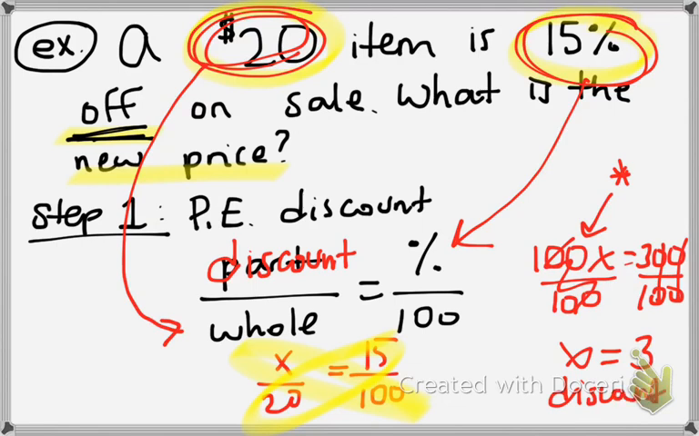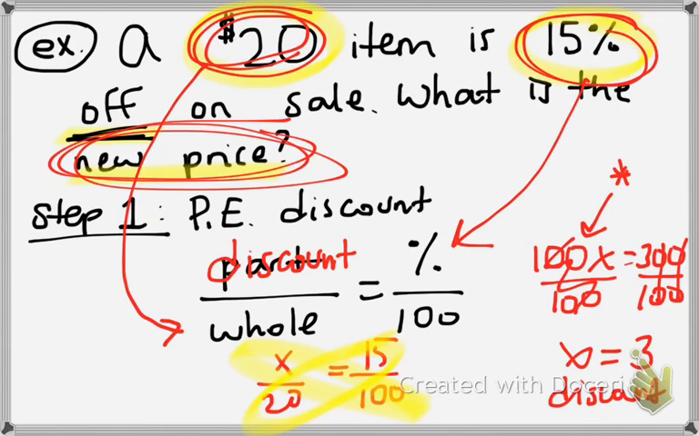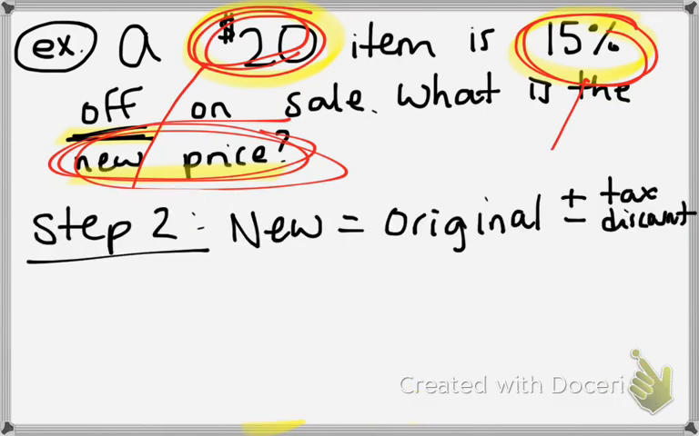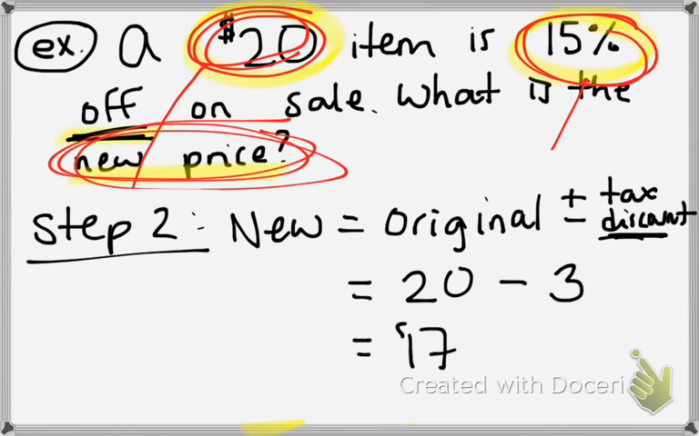But the question wanted the new price. So to find the new price, your second step. Okay, so my original price was 20. My discount was 3. So since this is a discount, I'm going to subtract it. 20 minus 3 is $17. So $17 is the new price.